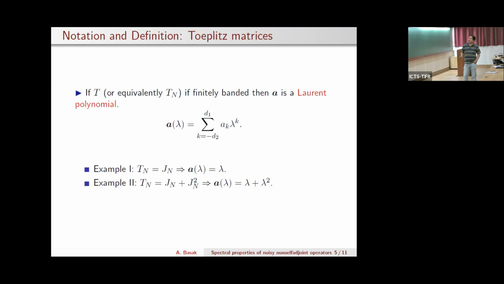You have this sum. And just to give you an example, in our case, when Tn is the simplest matrix, the Jordan block, our symbol is just lambda. In the second example that we saw, it is just lambda plus lambda square. And you can see what should happen if you have a general Toeplitz matrix.